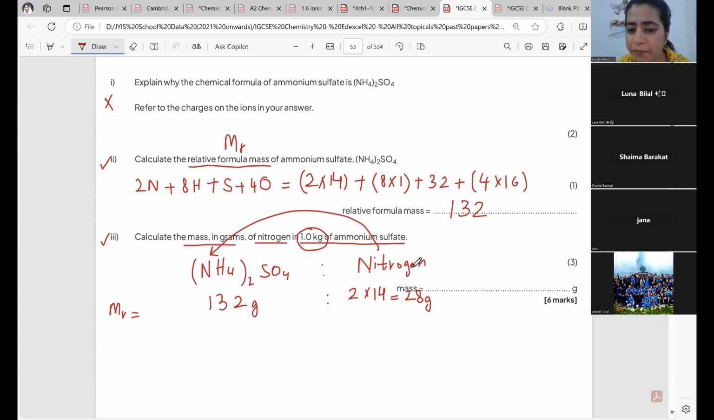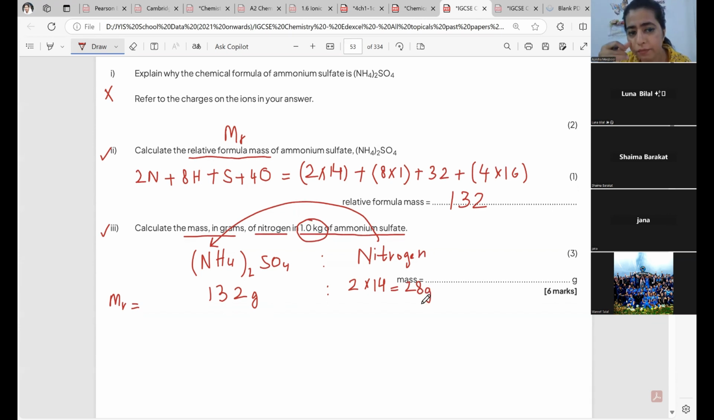But isn't 132 the total ammonium sulfate MR, the molecular mass? Yes, it's basically 132 MR, which is also grams per mole. MR is the molecular mass. So if the molecular mass of ammonium sulfate is 132, out of this 132, nitrogen is 28.